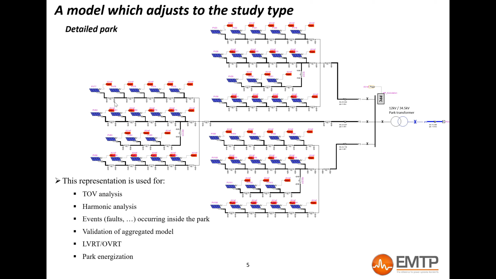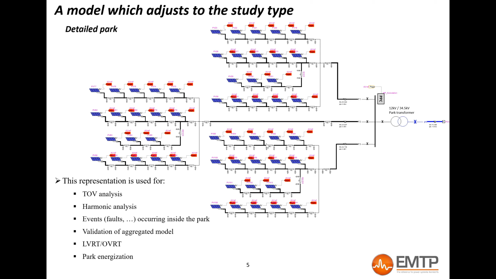So when you have a single phase to ground fault inside the park, we will show an example in another video. When you do harmonic analysis, it's also important to model that in detail, especially for a wind park. The collector grid can have a frequency response and can, of course, amplify or filter some harmonics.